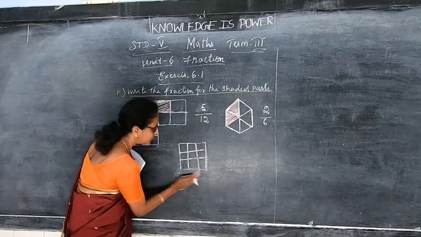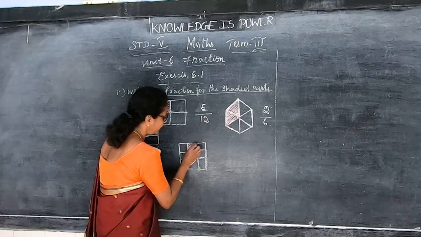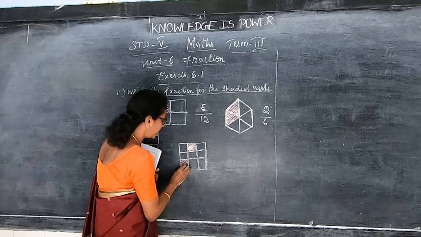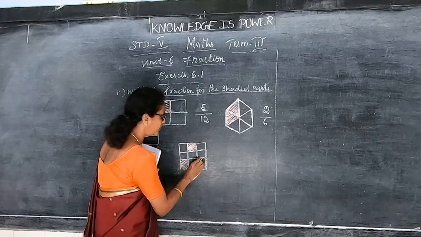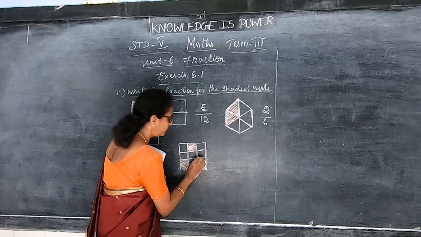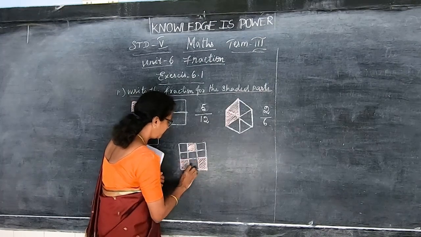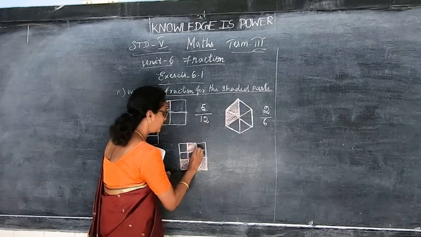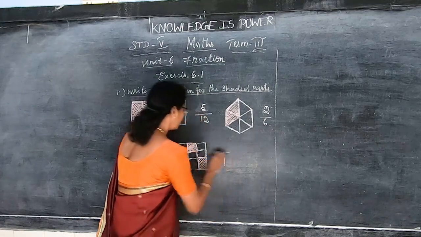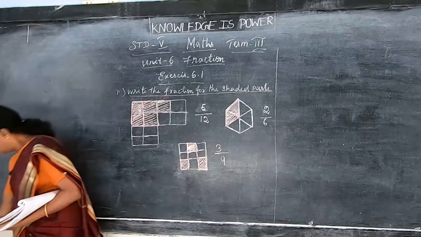So 3 parts. In this, how many are shaded? 3 parts are shaded. They can shade anywhere, in any way. So you just say which part is shaded. First you count the total number of parts and write the denominator first. The total number of parts in this is 9, and how many are shaded? 1, 2 and 3. So 3 by 9. Like this you have to write.